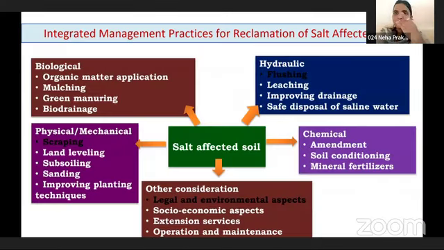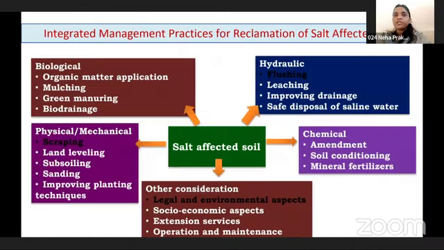Here is the integrated management, how we can reclaim the salt affected soil. We can see it one by one. In the biological approach we can apply organic matter, and mulching is there. Mulching means to cover the soil. Another is green manuring, where we cultivate a green crop and bury it into the soil. Bio drainage is there; there are many types of plants that accumulate the salt in their plant system.